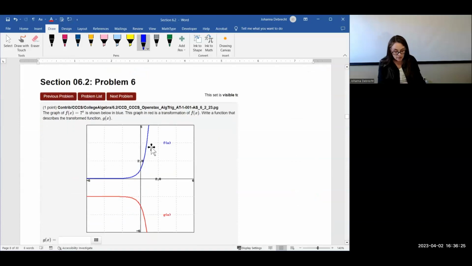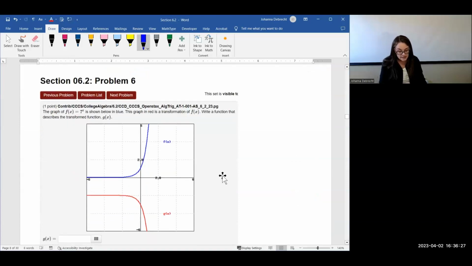Now let's look at problem number 6. We can see the graph of f of x equals 7 to the x in blue. The graph in red is a transformation. We want to write a function that describes the transformed function. First off, it's got to look like exactly the same shape, just reflected and shifted. So in this case, it's not been stretched or compressed. Those are very difficult to do. We won't have any of those.